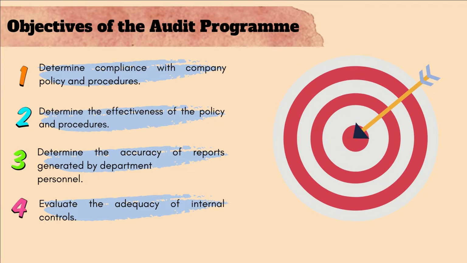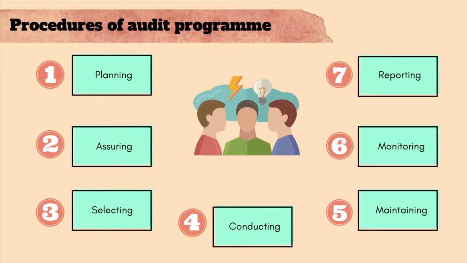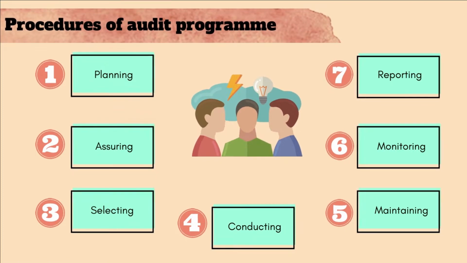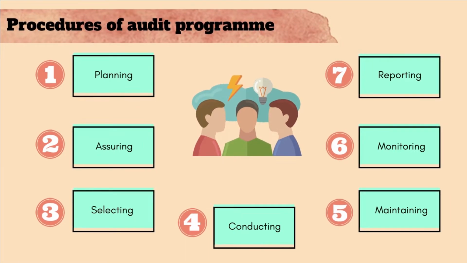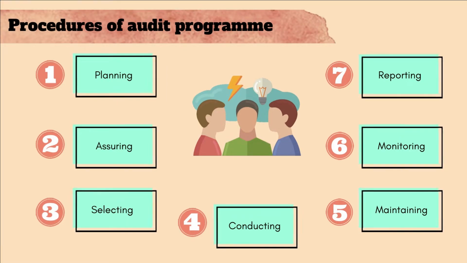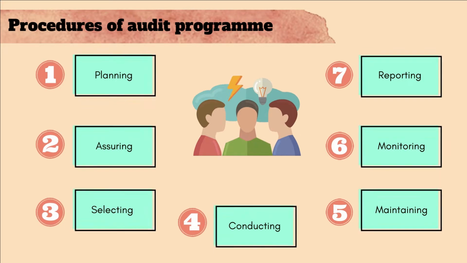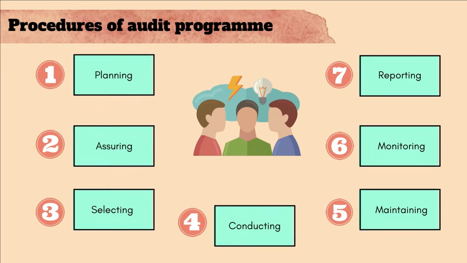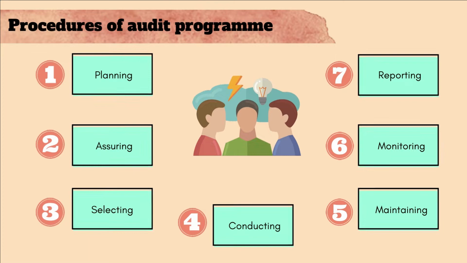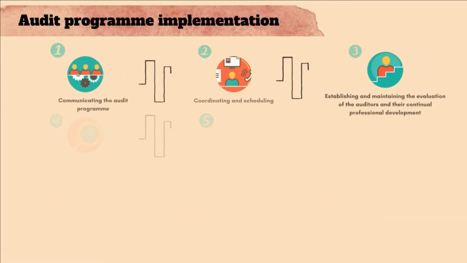Now, let's go through the procedures of the audit program. There are 7 procedures of the audit program. It will all be explained later, but you have to remember that the first procedure of the audit program is 1. Planning. Second procedure is assuring. 3. Selecting. 4. Conducting. 5. Maintaining. 6. Monitoring. And 7. Reporting.